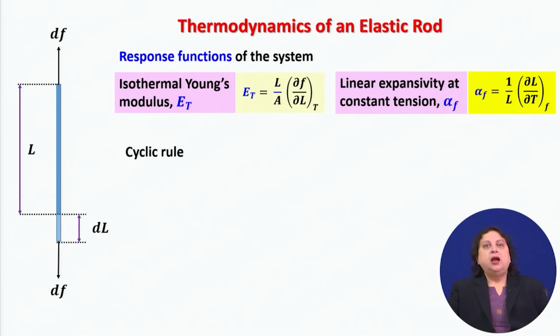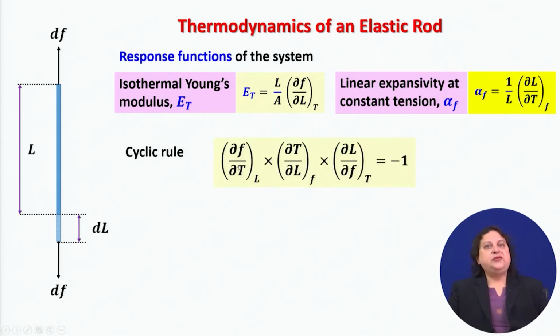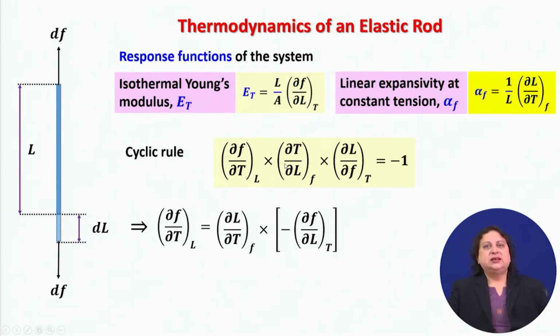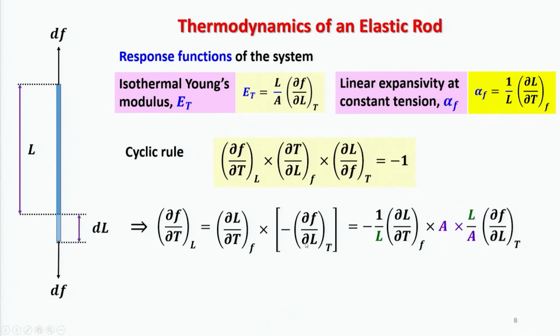So, once I have these two response functions defined as given here, I am going to use a cyclic rule. Now, the cyclic rule here would be written in terms of f, T and L. So, I understand that del f del T L should be multiplied by del T del L f into del L del f T, and that must be equal to -1. If that is so, then I can very quickly write down that del f del T L must be equal to this term, which is the inverse of this term, multiplied by this term, which is the inverse of this particular term, and I have absorbed the -1. Now, I am going to identify these partial derivatives with the response functions of the system.